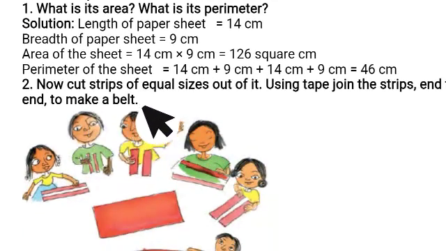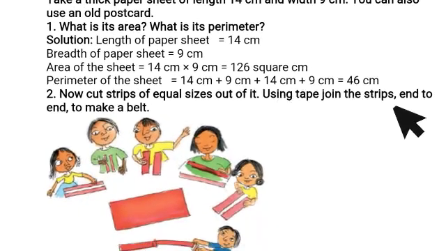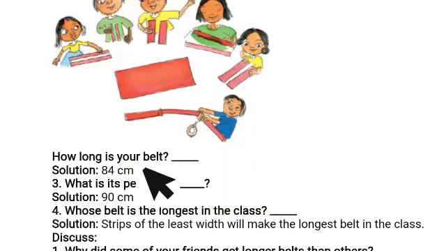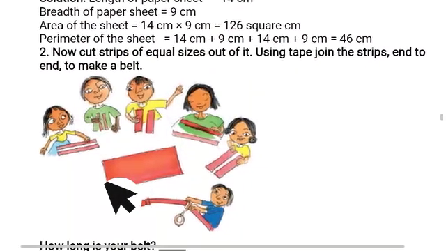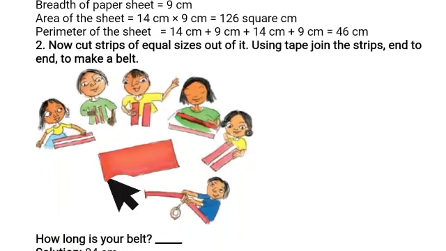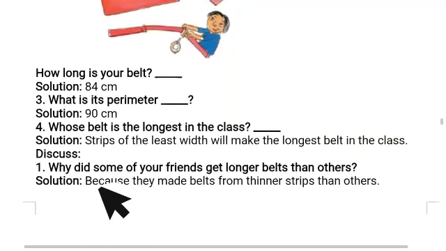Now cut strips of equal sizes out of it. Using tape, join the strips end to end and make a belt. How long is your belt? The solution is 84 centimeter. Now we have to cut this strip, and this is 46 centimeter, and using it we make a strip. So you will get a belt of 84 centimeter, and its perimeter will be 90 centimeter.